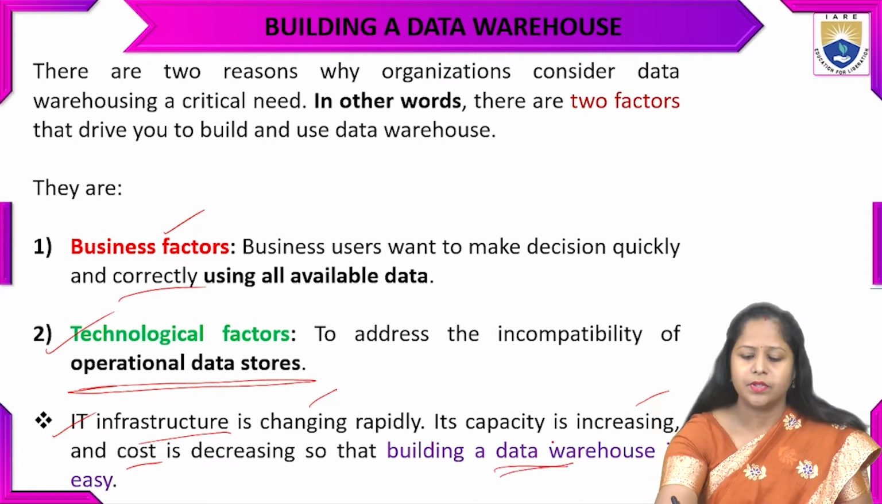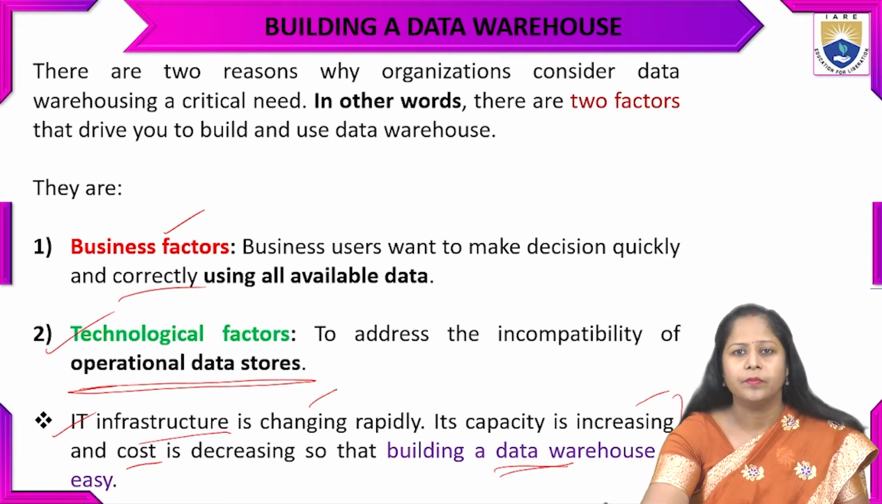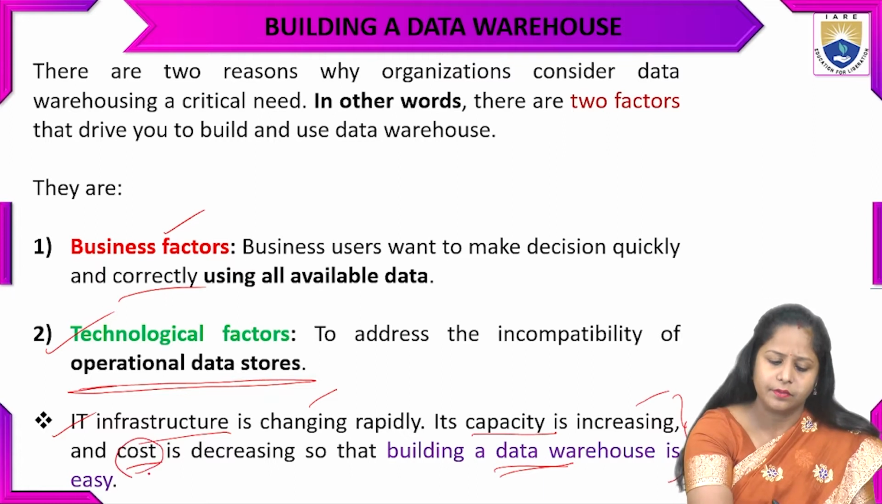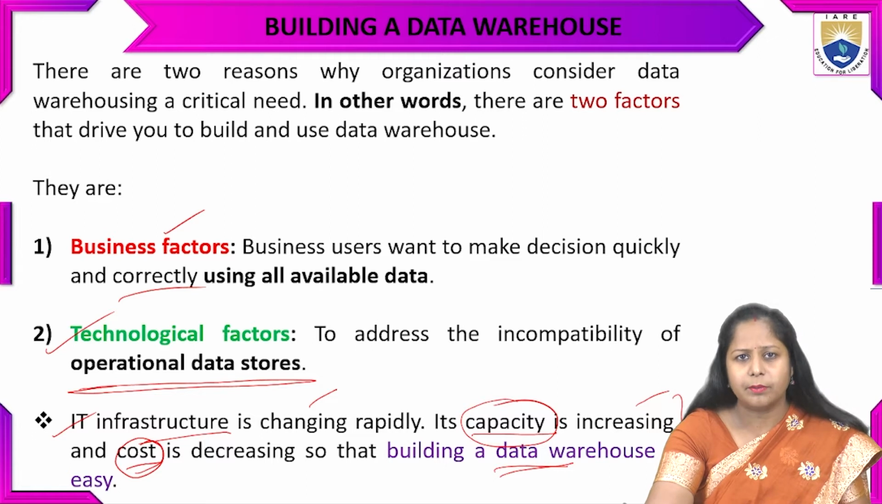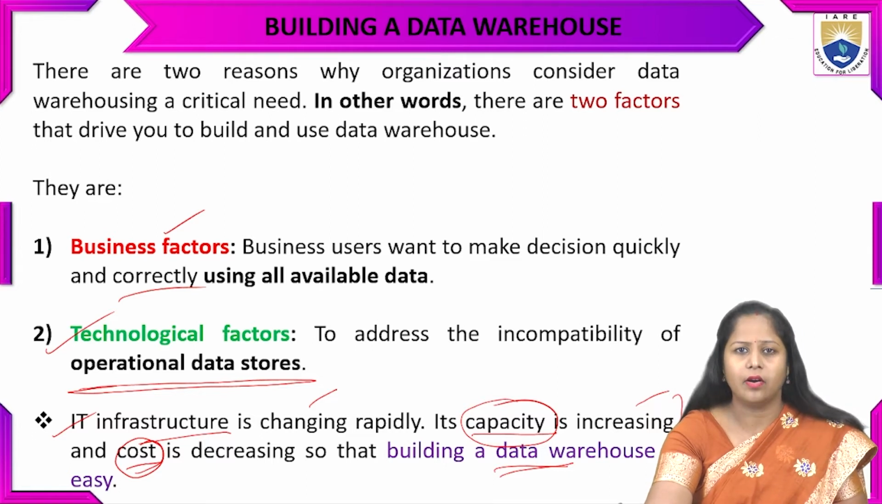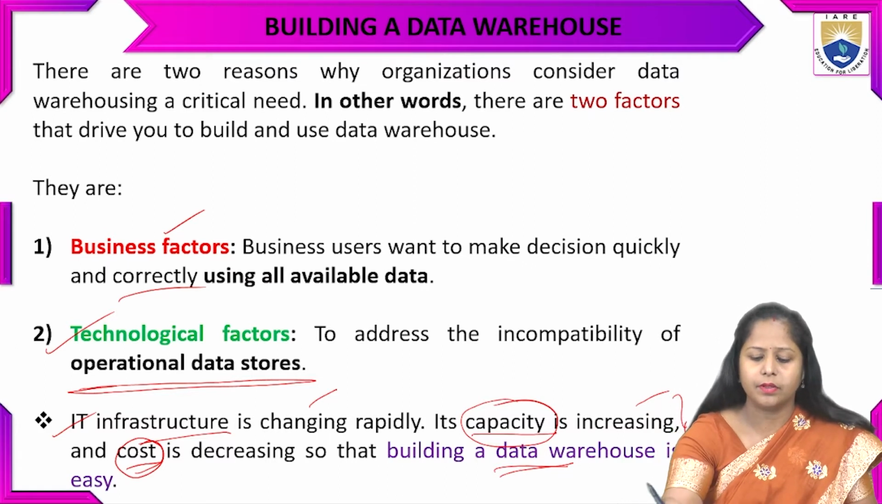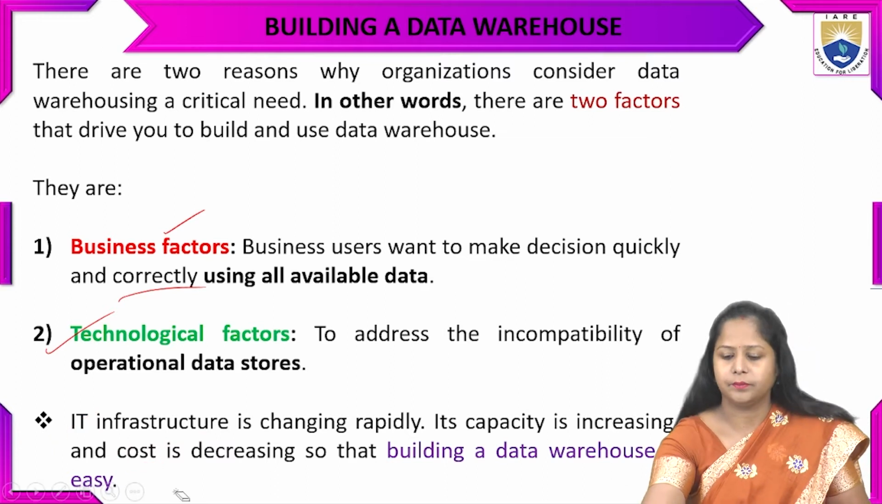In that terms, data warehouse implementation will be very easy, very smooth, right? For that we need capacity and cost. If we have the capacity to implement a data warehouse, we have the cost, we have the finance for that, then we can implement a data warehouse. That is basically based on transactional type of data, right?